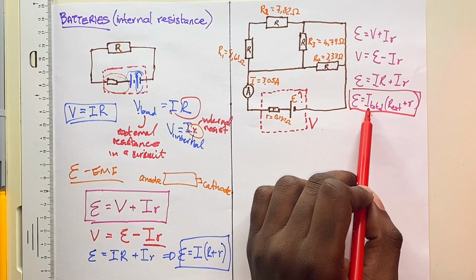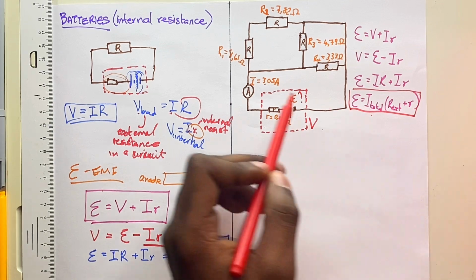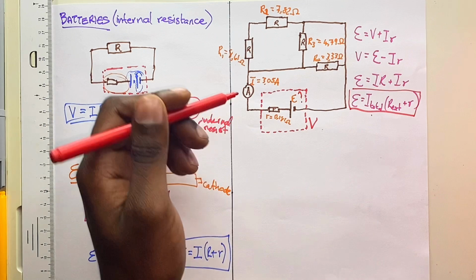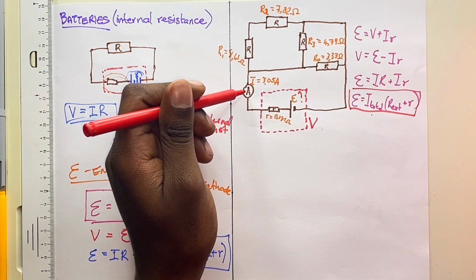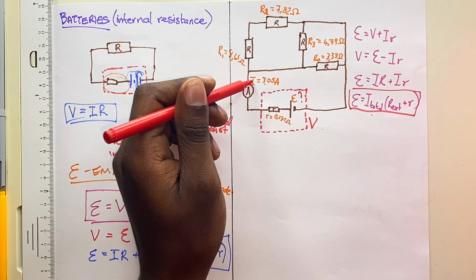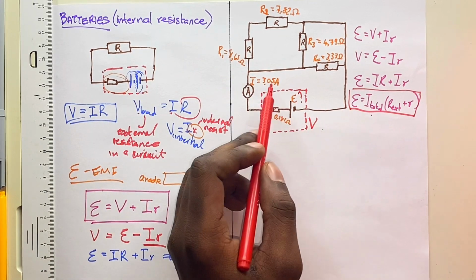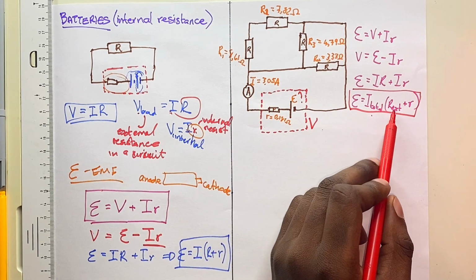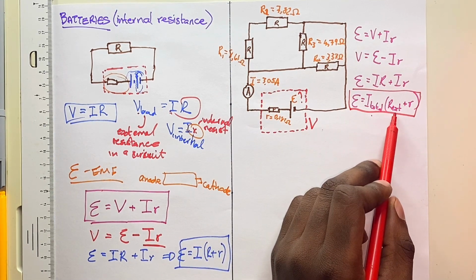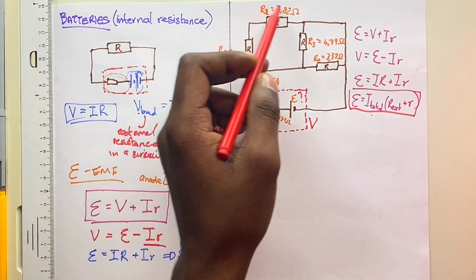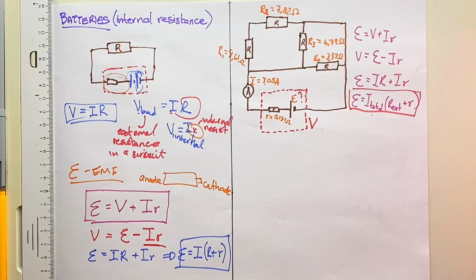Now, we need the total current, meaning the total current that is flowing through the entire circuit. And we said that the position of the ammeter measures the total current. So we know that our total current is 3.5 amperes. Now, we also need the external resistance, meaning that we need the total resistance of these 4 resistors. Now, how do we calculate that?